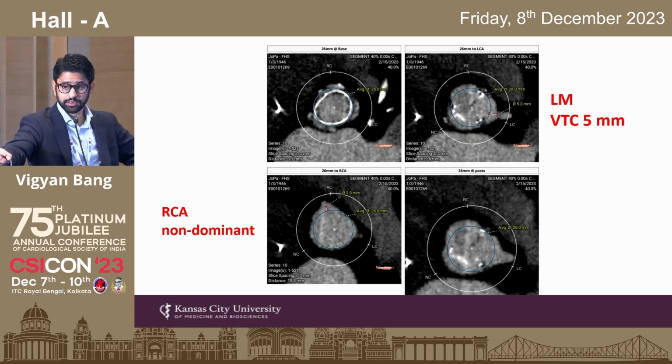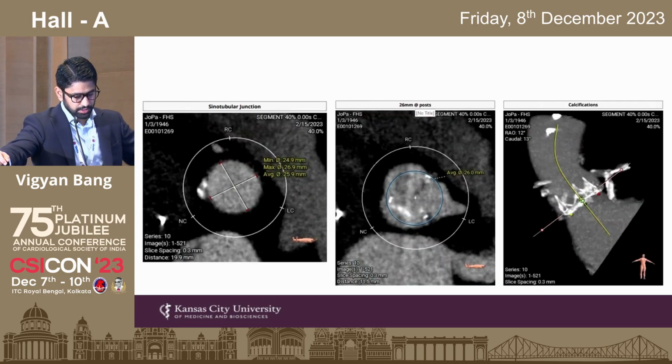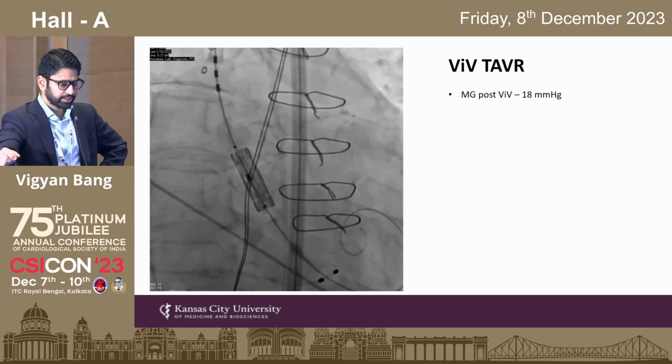As you remember, he had CABG at the time of AVR, but both his vein grafts to the left system were occluded. This was the STJ. There was no concern about the risk for sinus sequestration with valve-in-valve TAVR. And so this is what we did.